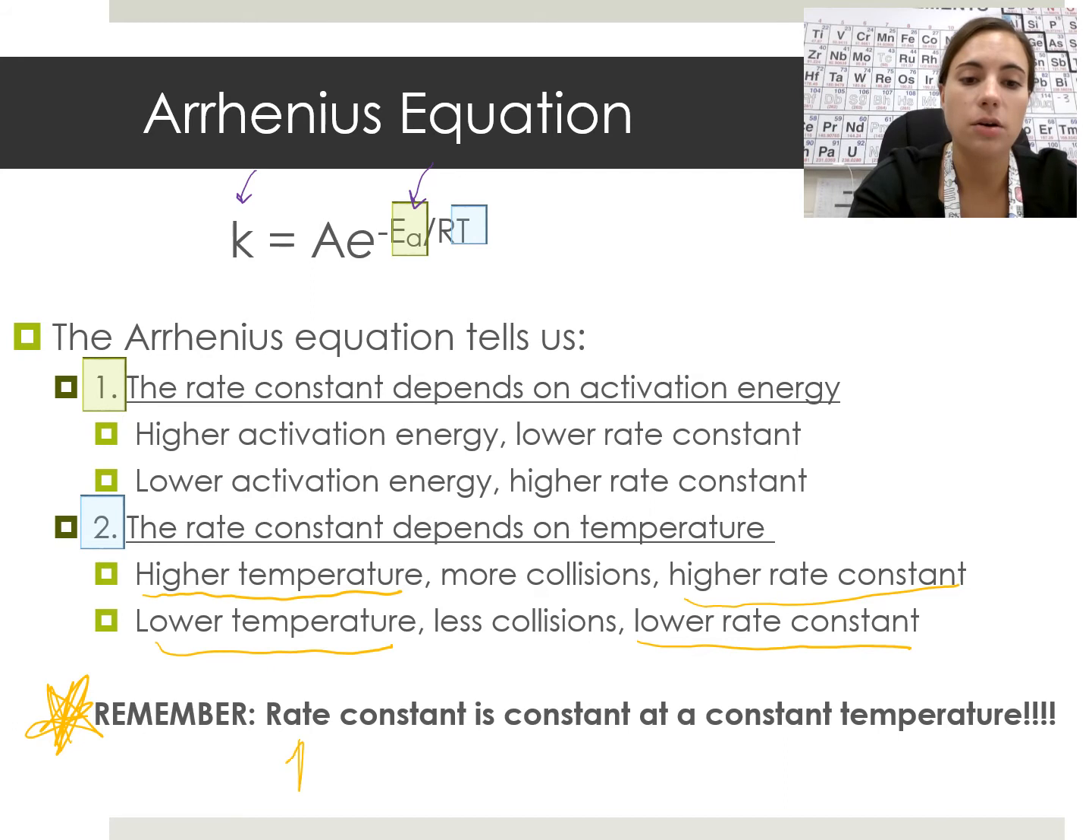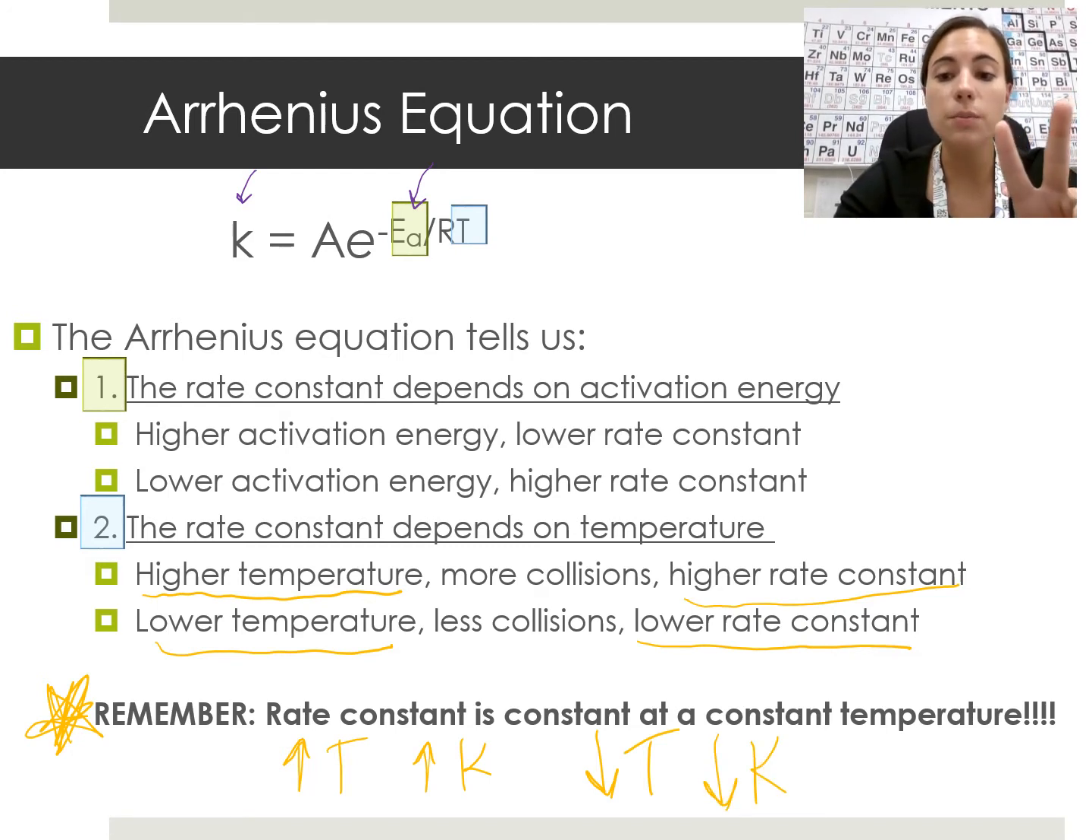Well, if I increase temperature, I'm going to increase the rate constant. If I decrease the temperature, I'm going to decrease the rate constant. So those are the two important things that we need to know that we get from the Arrhenius equation. You don't have to use the Arrhenius equation, you just need to understand these two points.